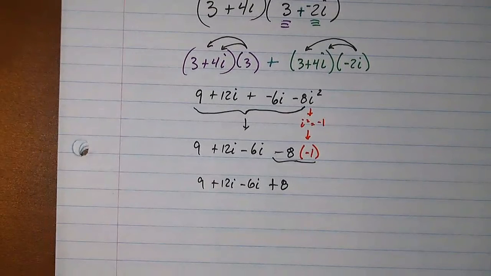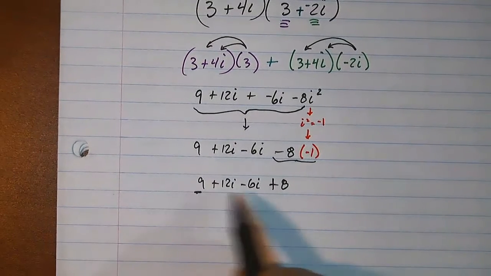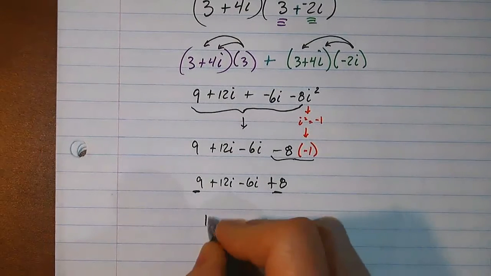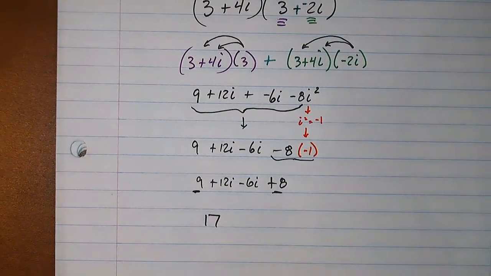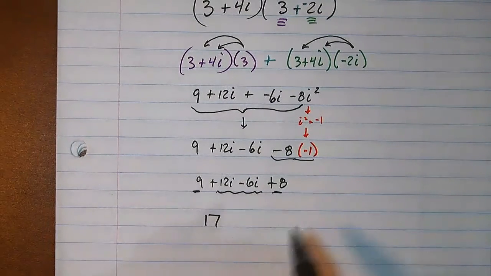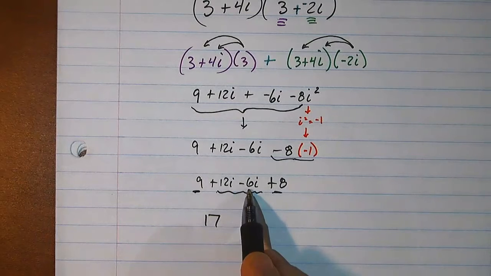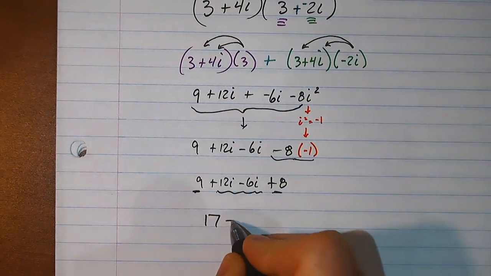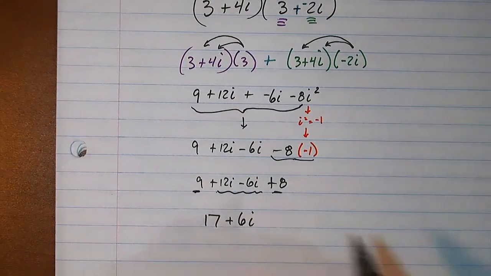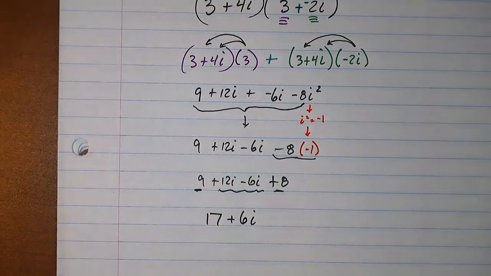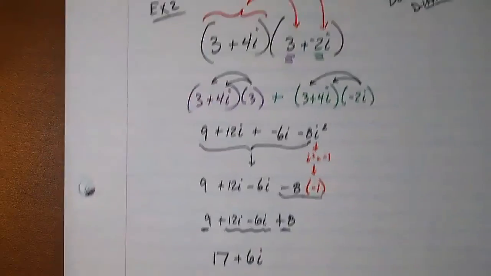All right, and last I'm ready to combine my parts together. For my real part, I've got a positive 9 and a positive 8. They combine to give me 17. For my imaginary part, I've got a positive 12i and a negative 6i. They combine to be a positive 6i, and there is my answer. Okay, so that's my answer when I do the double distribute process.